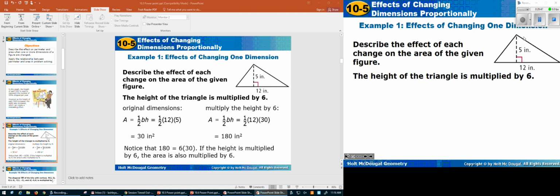Describe the effect of each change on the area. This time we're just focused on area. We have what shape? Triangle. And the change is that the height of the triangle will be multiplied by 6. Sorry, that's missing on yours. Would you add that sentence to your paper? The height of the triangle is multiplied by 6.